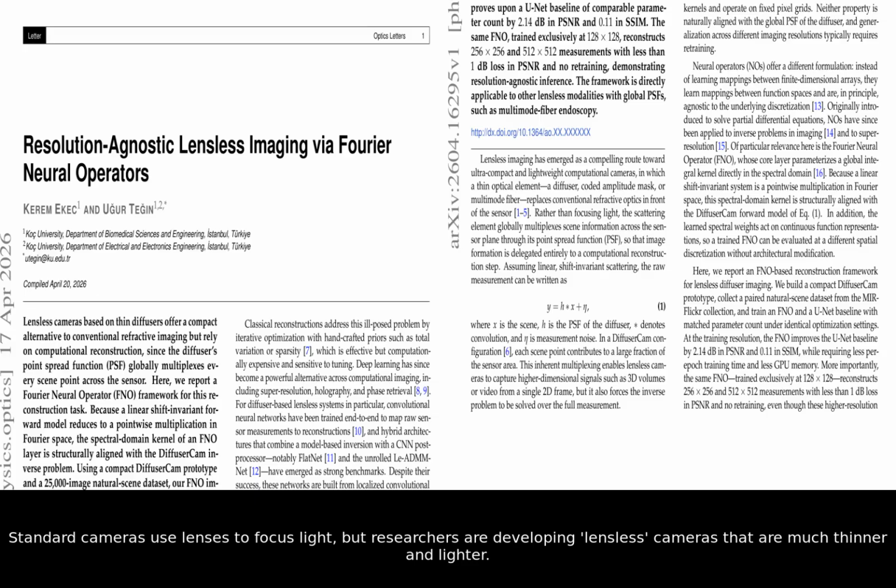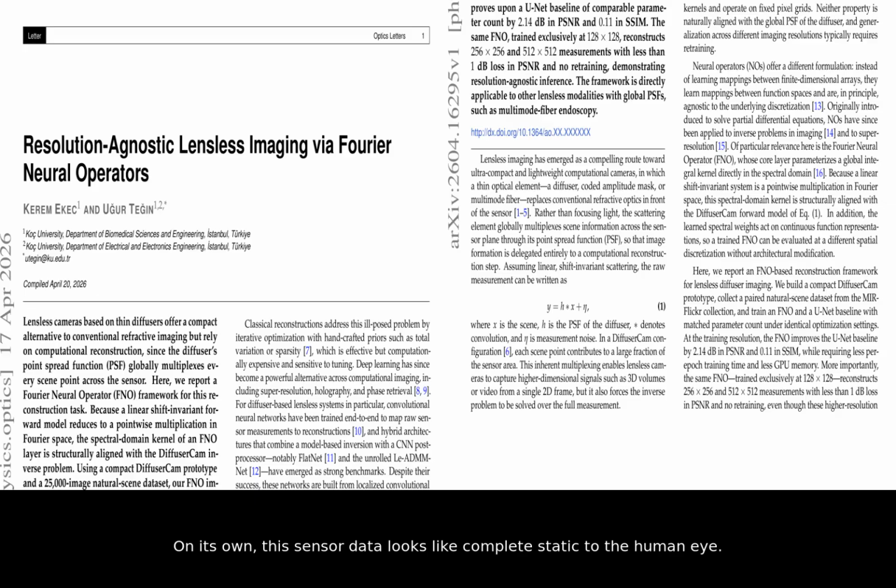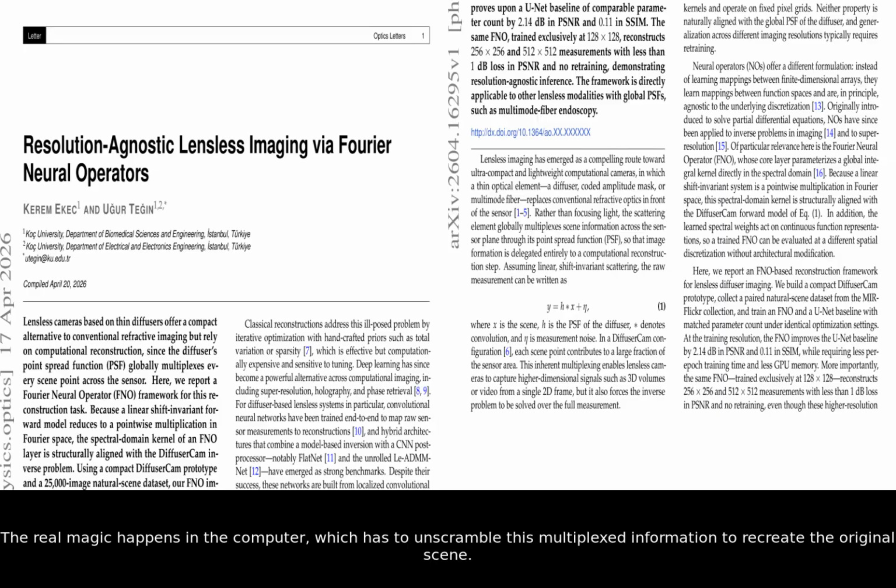Standard cameras use lenses to focus light, but researchers are developing lensless cameras that are much thinner and lighter. Instead of a lens, these cameras use a diffuser, which is essentially a material that scatters light into a giant blur across the sensor. On its own, this sensor data looks like complete static to the human eye. The real magic happens in the computer, which has to unscramble this multiplexed information to recreate the original scene.